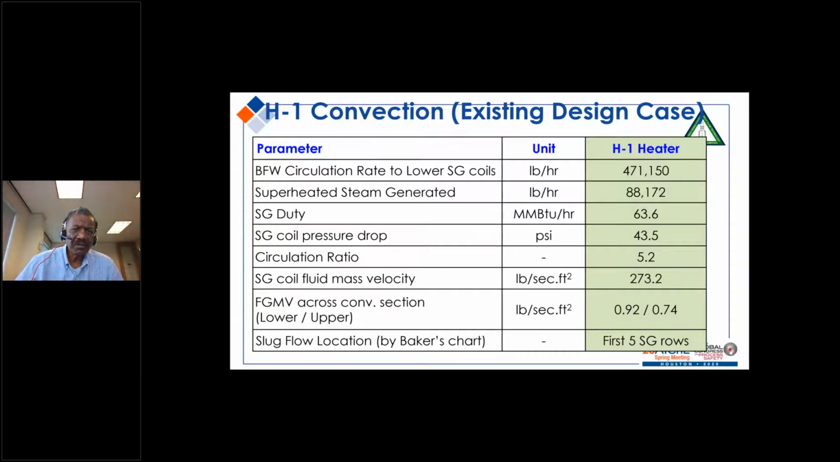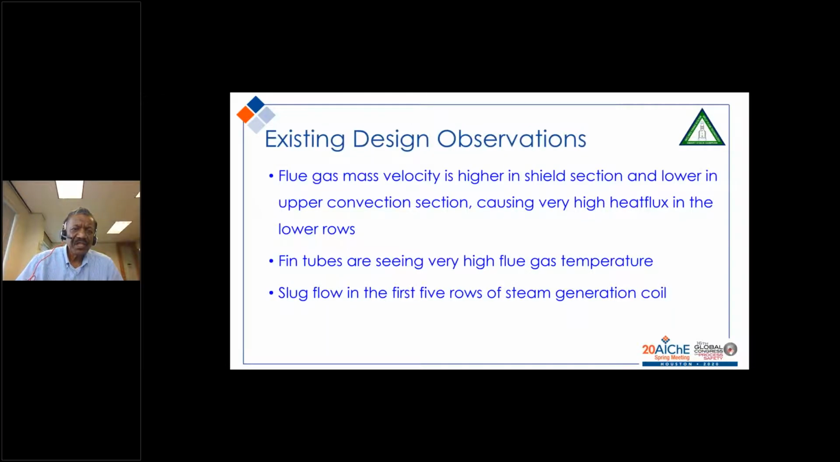Once we did the initial analysis, we came to the conclusion that the flue gas mass velocity is very high in the shield section and in the upper convection section. Fin tubes are also seeing very high flue gas temperature, and there is slug flow occurring in the first 5 rows of steam generation coils. Those were our conclusions: these are the 3 things which could be causing tube failures.